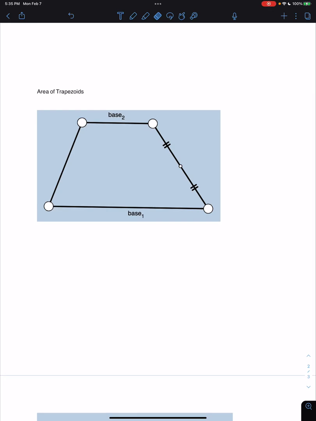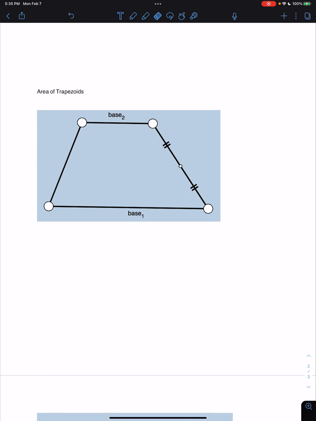One more look at area using the moving and additivity principles. This time we're talking about area of trapezoids. This one is a little more complicated.